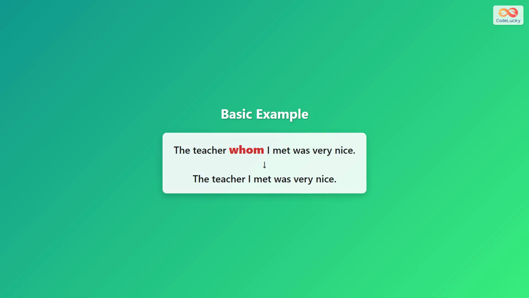Here is an example. "The teacher whom I met was very nice." Here, whom is the object of the sentence, so we can say "the teacher I met was very nice" and it still makes sense.